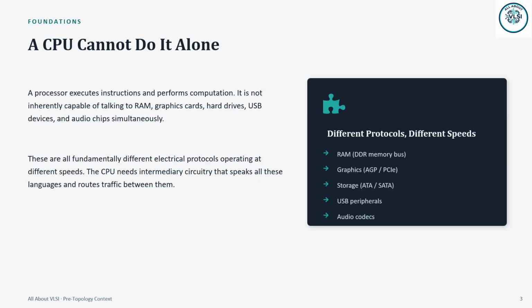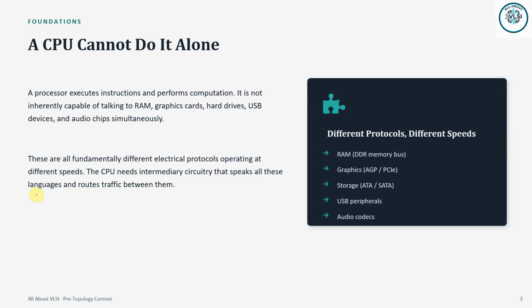So basically, let's say I have a processor with many peripherals, like a RAM or DDR memory, a graphics card, a storage card, and USB peripherals. My processor is not going to directly communicate with all these peripheral components. A processor is not going to execute all these processes inherently, because they have fundamentally different electrical protocols operating at different speeds.